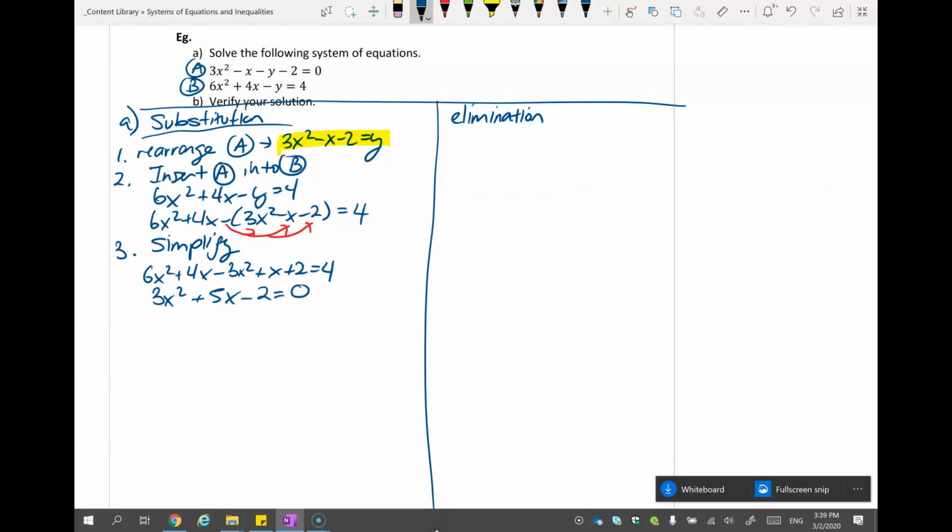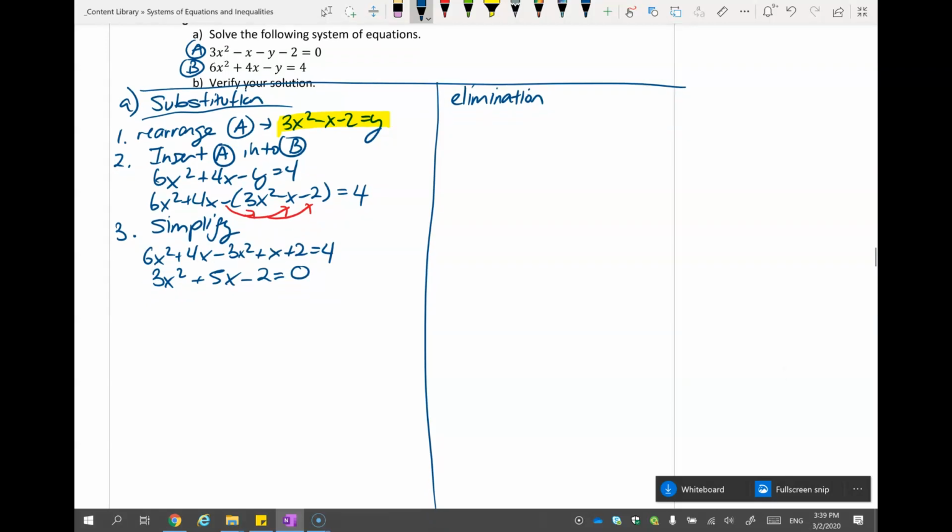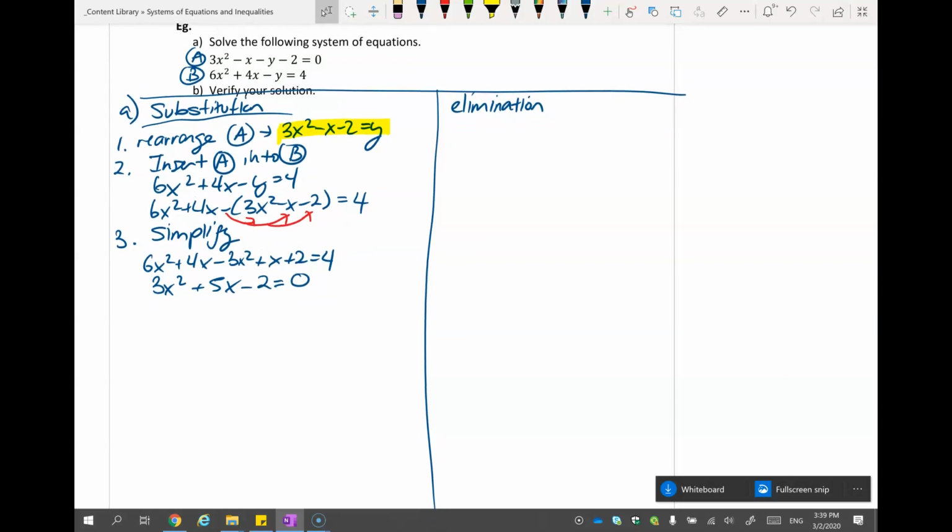From here, we want to solve for x. So according to our last unit on quadratics, we could either solve this by factoring or using the quadratic formula. Now, you can try to solve this by factoring, but you're going to see that it's not really going to work out for you. So we are going to use the quadratic formula here.